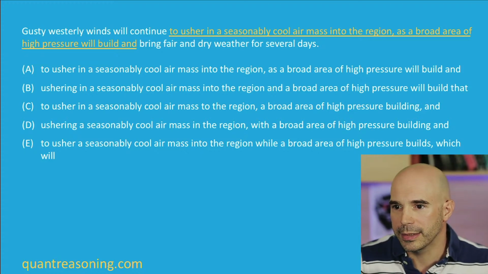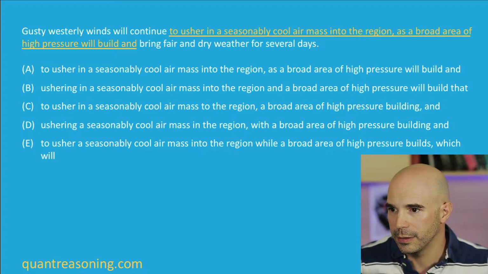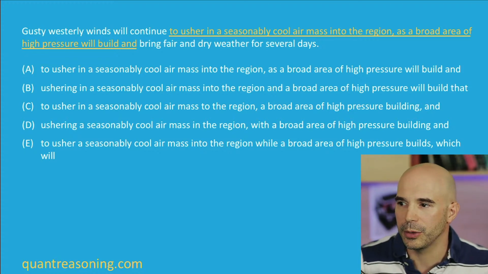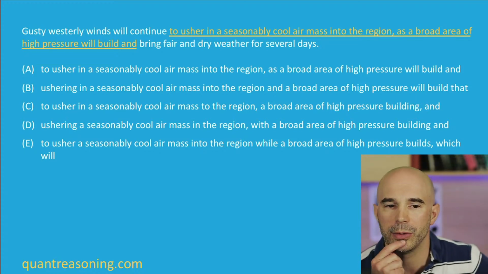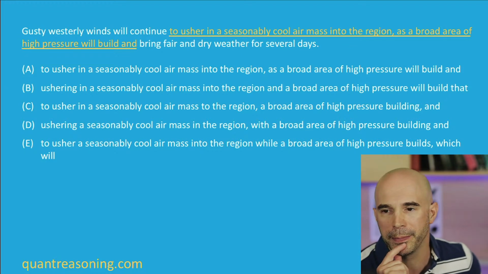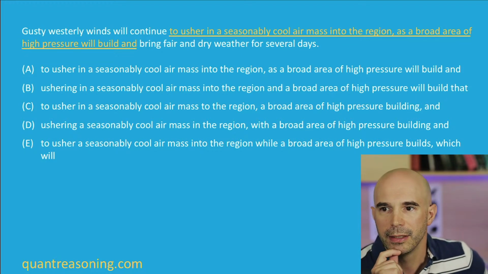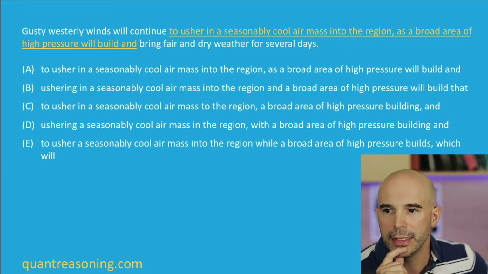And what else? Looks like that's it. Only A and B are gone. The other ones don't have that redundancy. So now I'm down to C, D, and E. Let's go one by one. So C, gusty westerly winds will continue to usher in a seasonably cool air mass to the region, comma, a broad area of high pressure building.